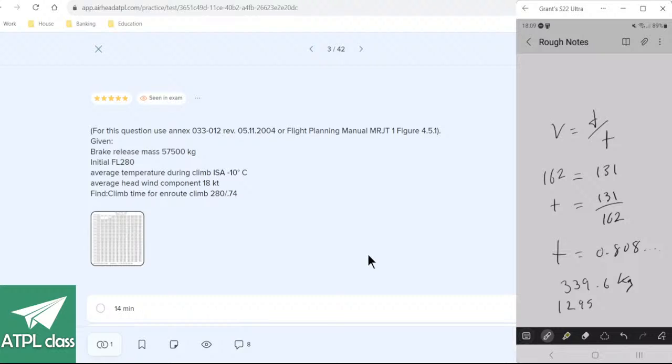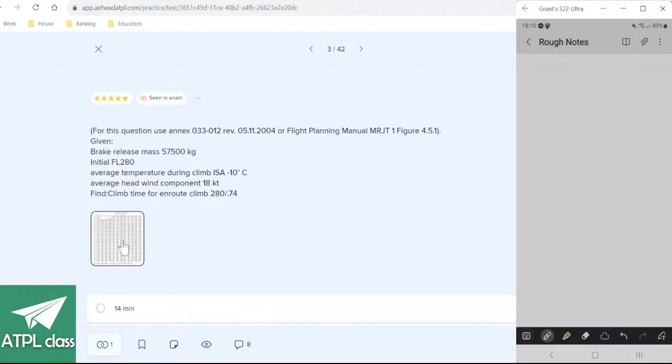Next question, we use this annex, which is 3301. Okay. Brake release mass, initial average temperature, average headwind component. Right, I'm going to write these figures down before we go onto the graph. So we've got 57,500 kilograms, 280, minus 10 degrees ISA deviation, headwind of 18, and we need to find the climb time for the en route climb, 280.74.